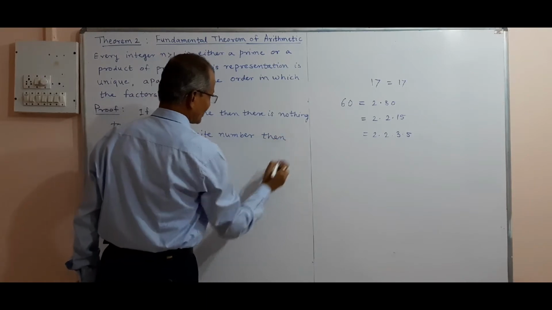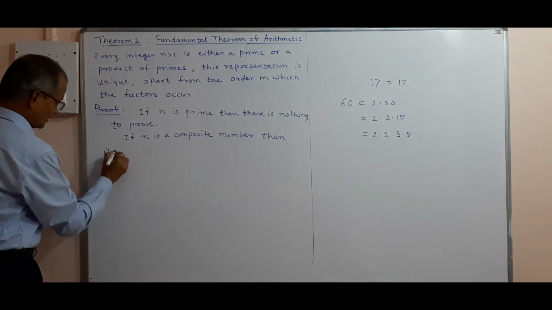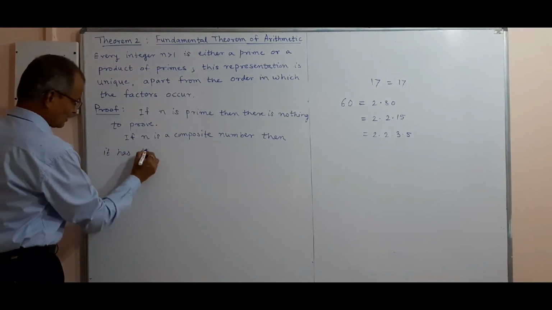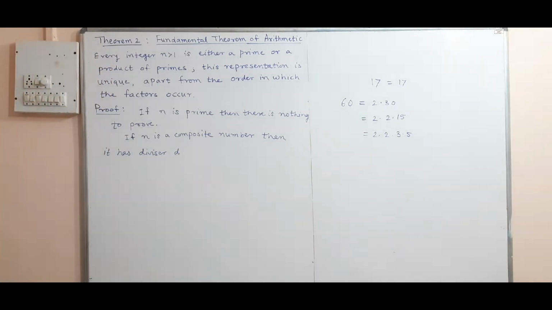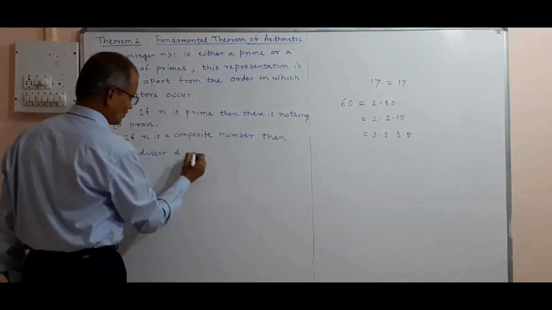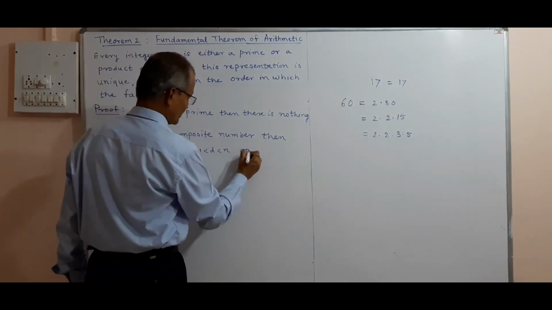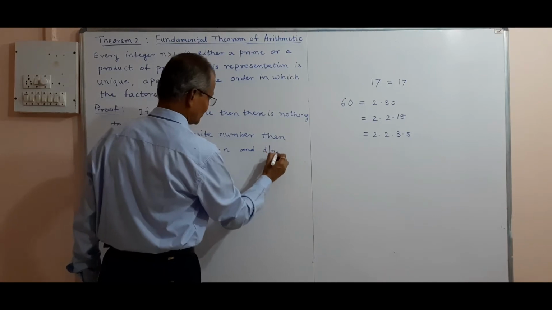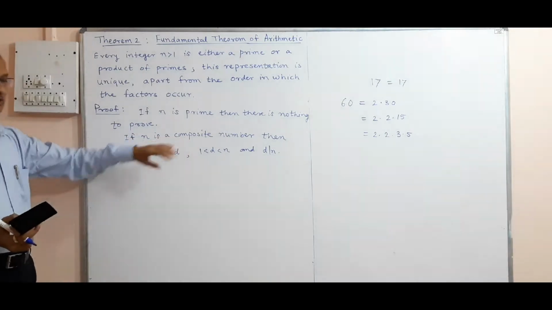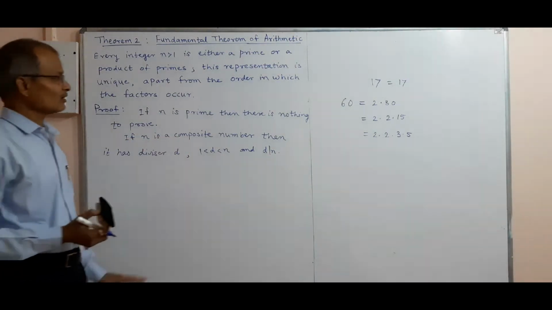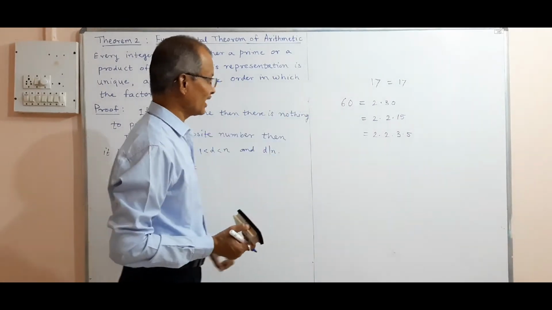then it has divisors d, so d between 1 and n: 1 is less than d is less than n, and d divides n. So this is the difference between prime and composite numbers. A prime has no divisor except one and the same number, but every composite number has divisors.